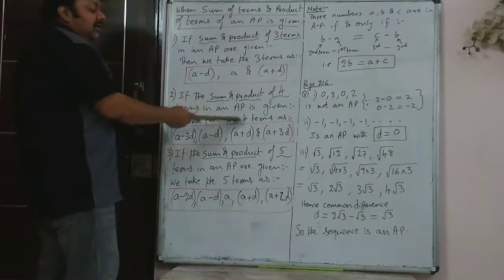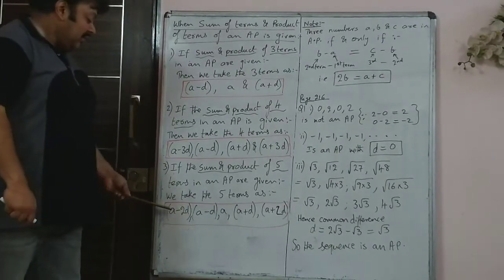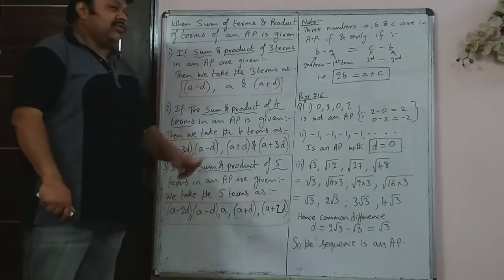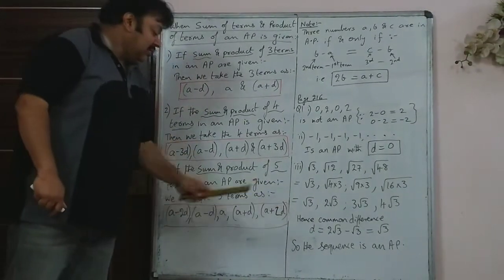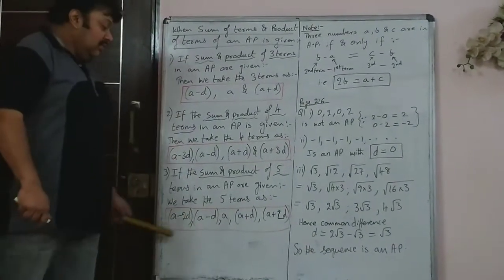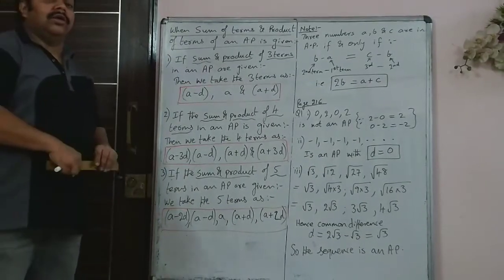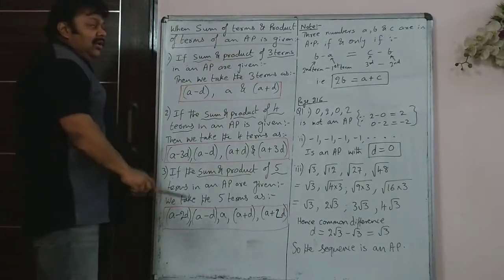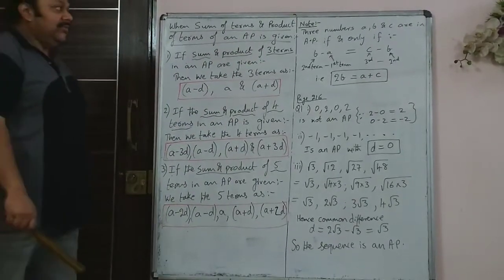You may be asked 3 terms or 4 terms, but even if 5 terms are given, then you will have to take A minus 2D, A minus D, A, A plus D and A plus 2D. So that when you add all the terms, the minus 2D and plus 2D will get cancelled, minus D and plus D will get cancelled. So you will get 5A is equal to so and so, so you can find A. So this is when you are given sum and product of 3 terms, 4 terms and 5 terms in AP.